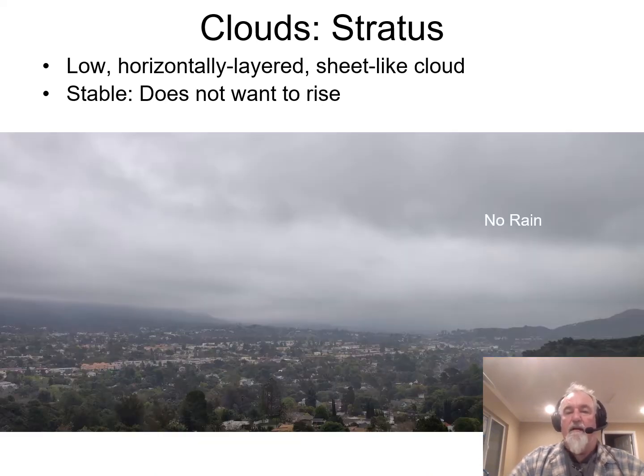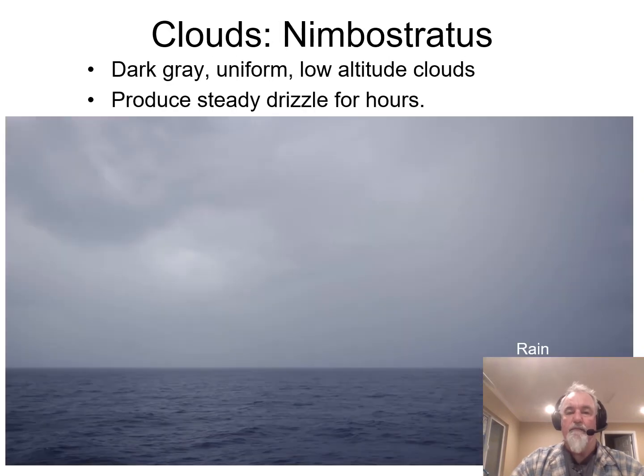This is in the La Crescenta area of Southern California, just north of LA. And here we see stratus clouds blanketing the Crescenta Valley. In this case, no rain developed at this point, but we have that blanket of gray sky. Kind of weather you want to sleep into.